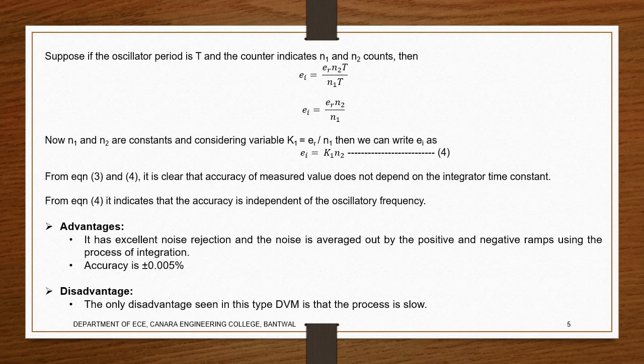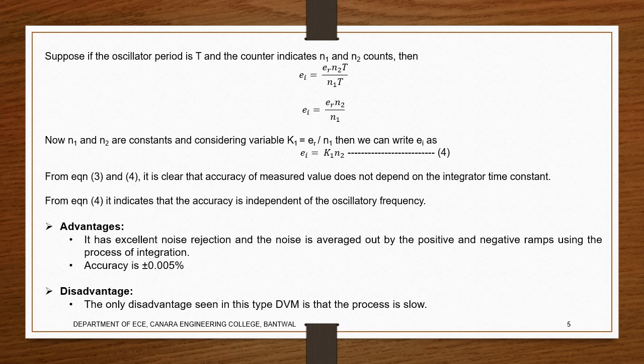As we know, N1 and N2 are constants with respect to some voltages. So let us consider a variable K1 equals ER divided by N1. What is that K1? I am taking it as a reference for which I am giving a constant negative voltage reference to discharge the capacitor. That is directly proportional to ER with respect to the pulses. So I can write Ei equals K1 into N2.